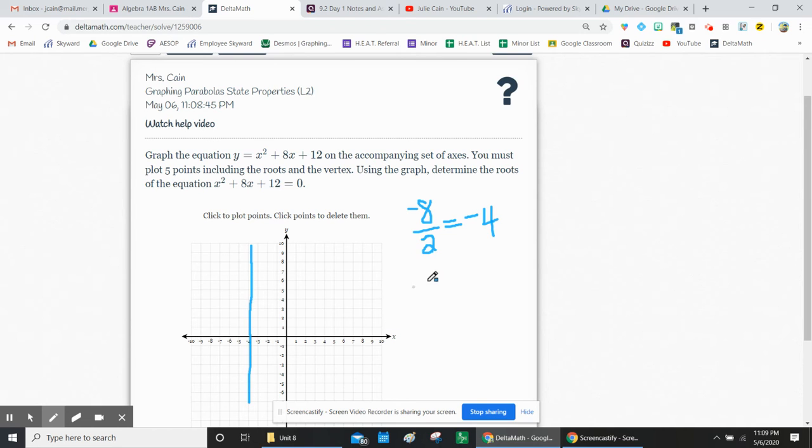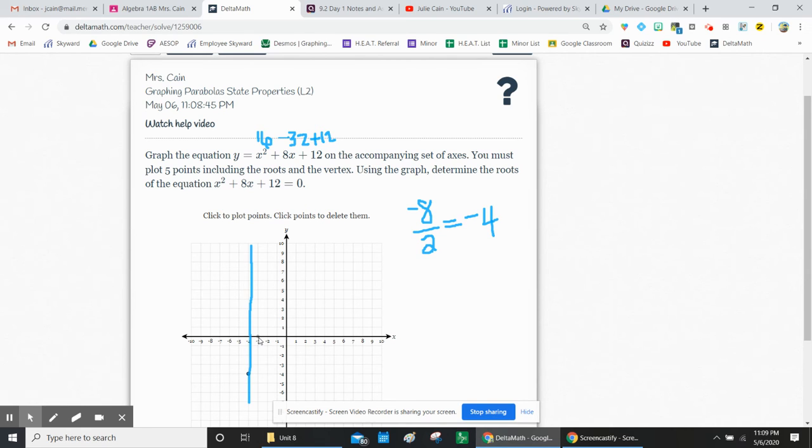So if I was drawing my table, I would plug in -4 for my x squared. So that would give me a +16. 8 times -4 would be a -32. And then we have plus 12. And if I typed that into my calculator, which I've already done, I can see that my vertex should be -4. So I should get the point -4, -4. And then we're going to have a graph that opens upward because A is positive.